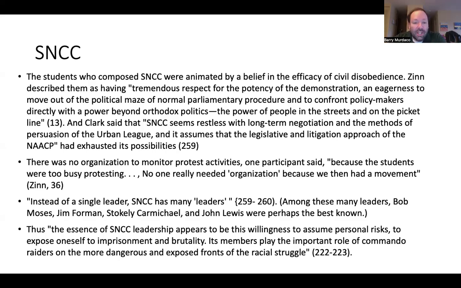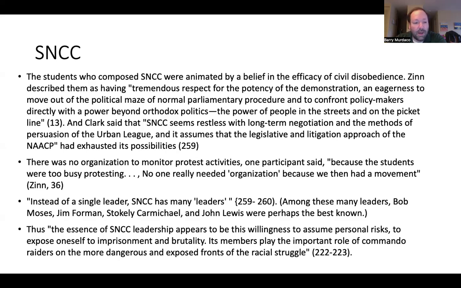Again, there was no organization to monitor protest activities, one participant said, because the students were too busy protesting. No one really needed organization because we then had a movement. So again, going back to Piven and Cloward's theory that these organizations tend to be more effective the less organized they actually were. Instead of a single leader, SNCC has many leaders.